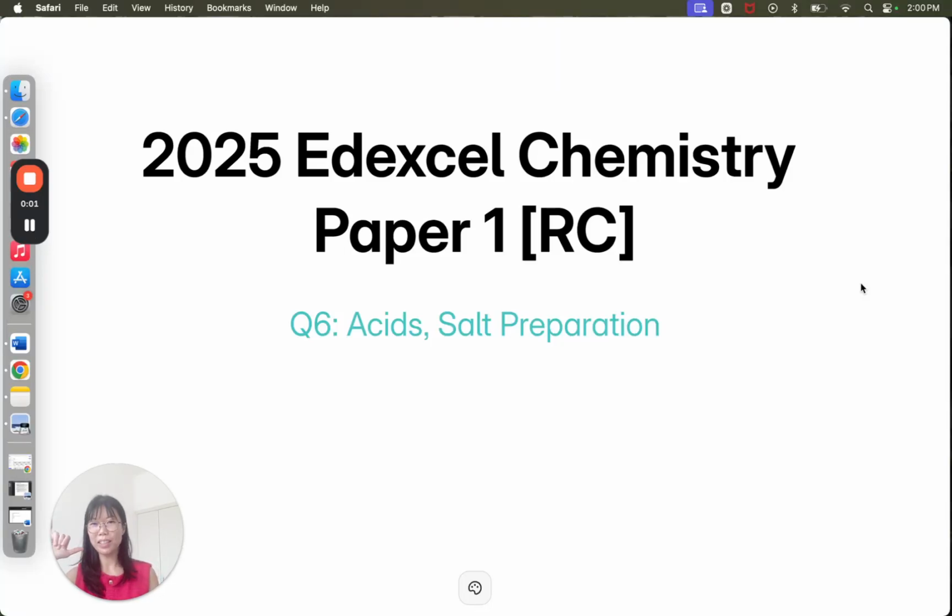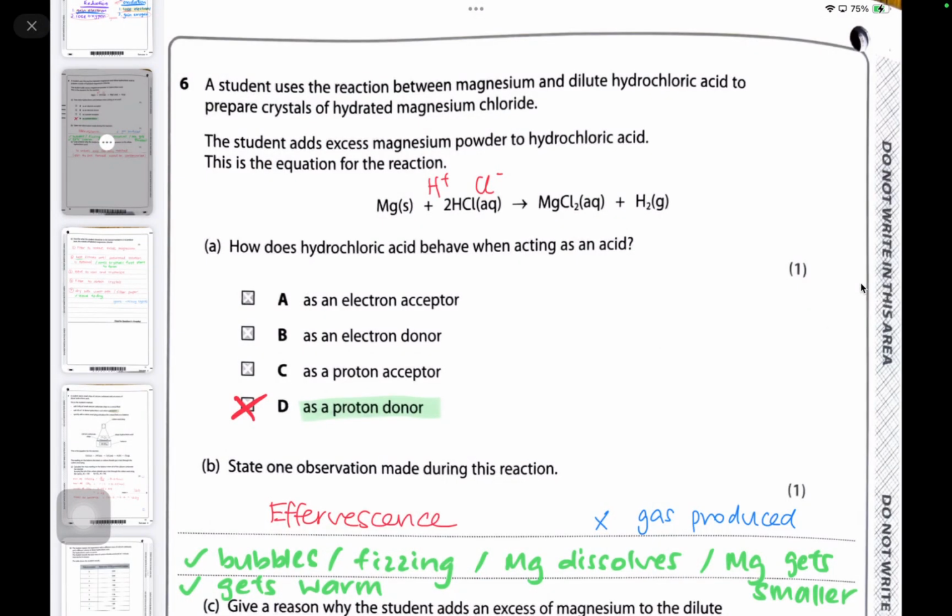Hi there, we're going to do question 6. This is essentially on acids as well as salt preparation, and this is worth 8 marks, so let's deep dive into things. So the first question is essentially an MCQ question, or multiple choice.